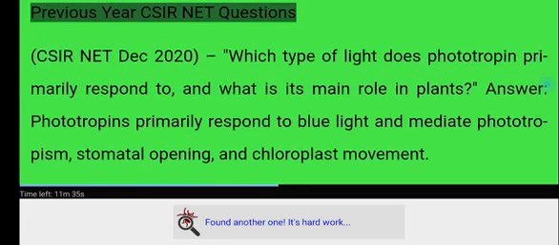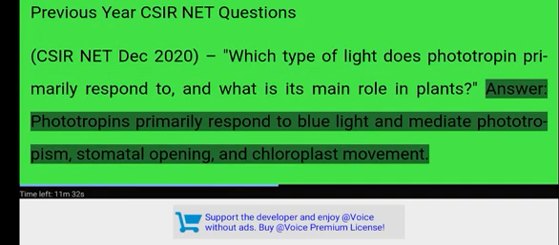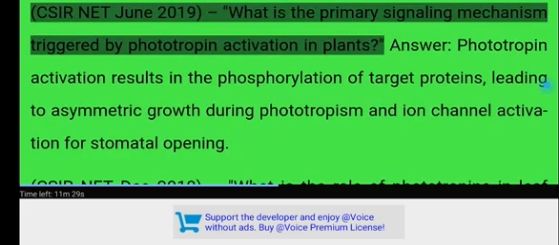Previous year CSIR NET questions. CSIR NET December 2020. Which type of light does phototropin primarily respond to, and what is its main role in plants? Answer. Phototropins primarily respond to blue light and mediate phototropism, stomatal opening, and chloroplast movement.